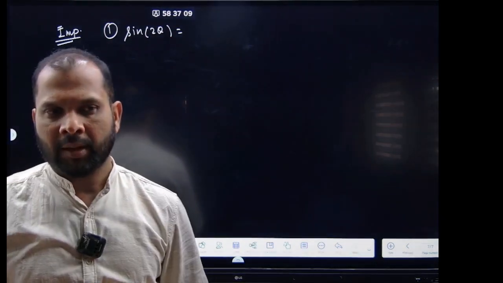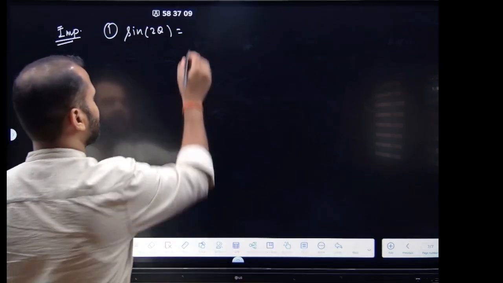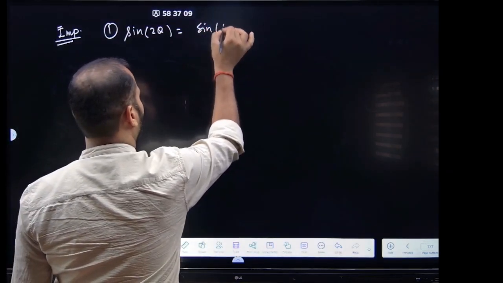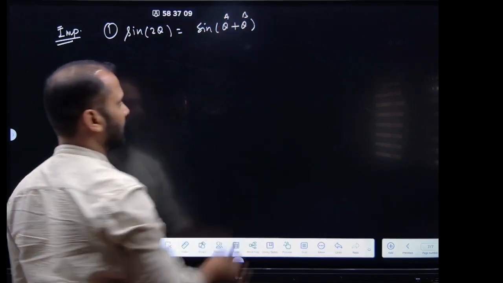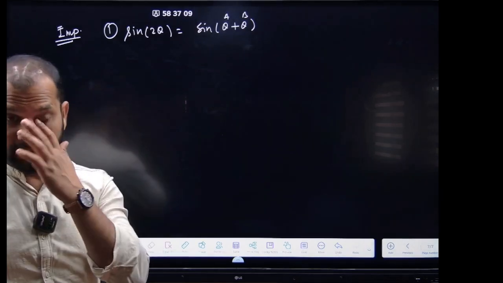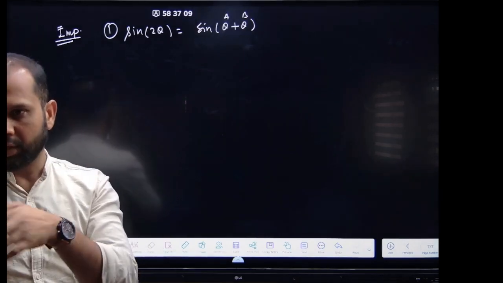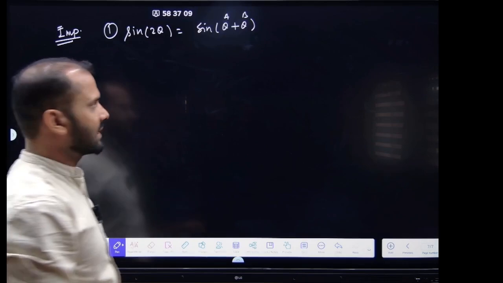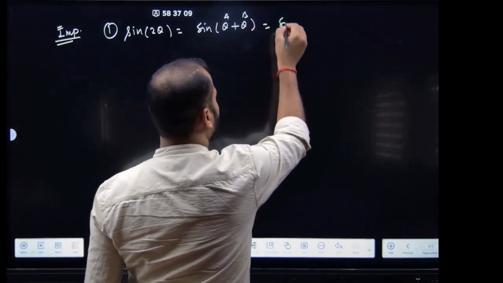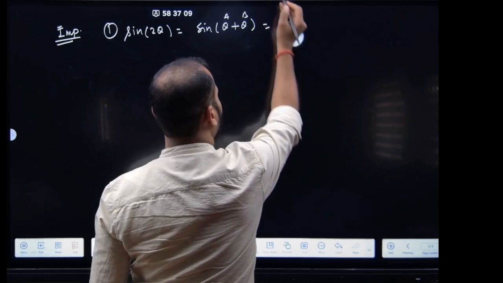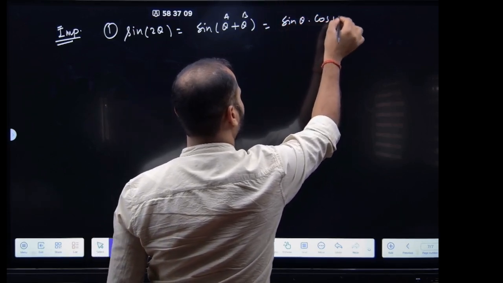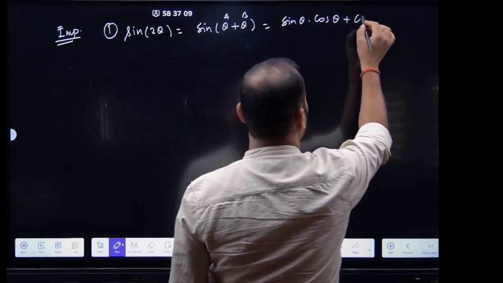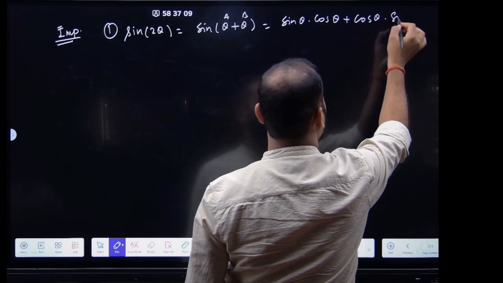We don't have it. But what we can do is, I can write it like this: sin of theta plus theta. Let this be A, this be B. Can I apply the compound angle formula? What is that? Sin A cos B plus cos A sin B. So, I am writing like this: sin A cos B, but B is also A, plus cos A sin B. Can I write like this?